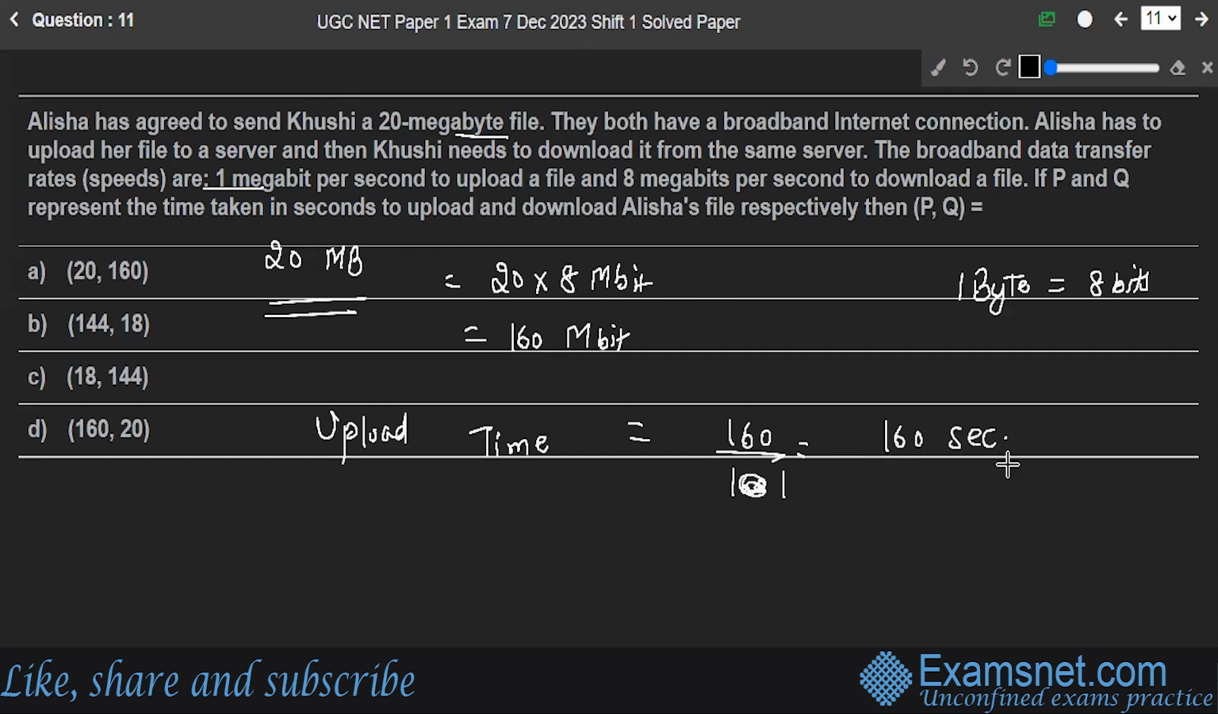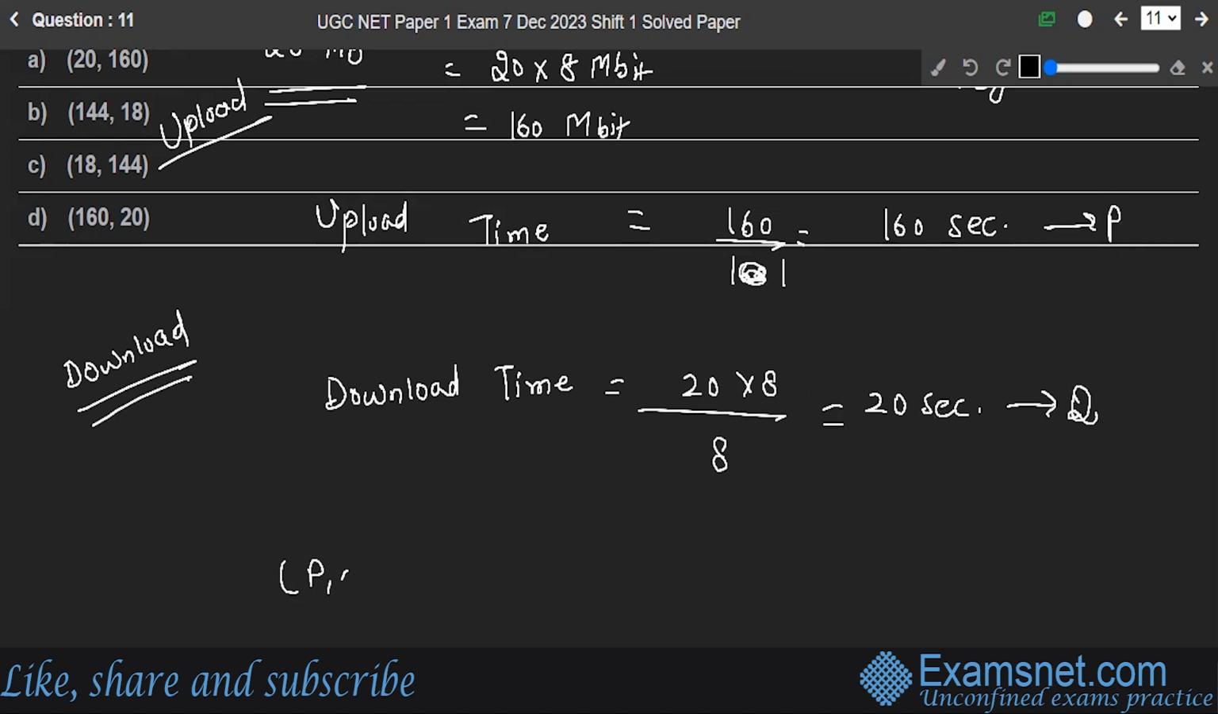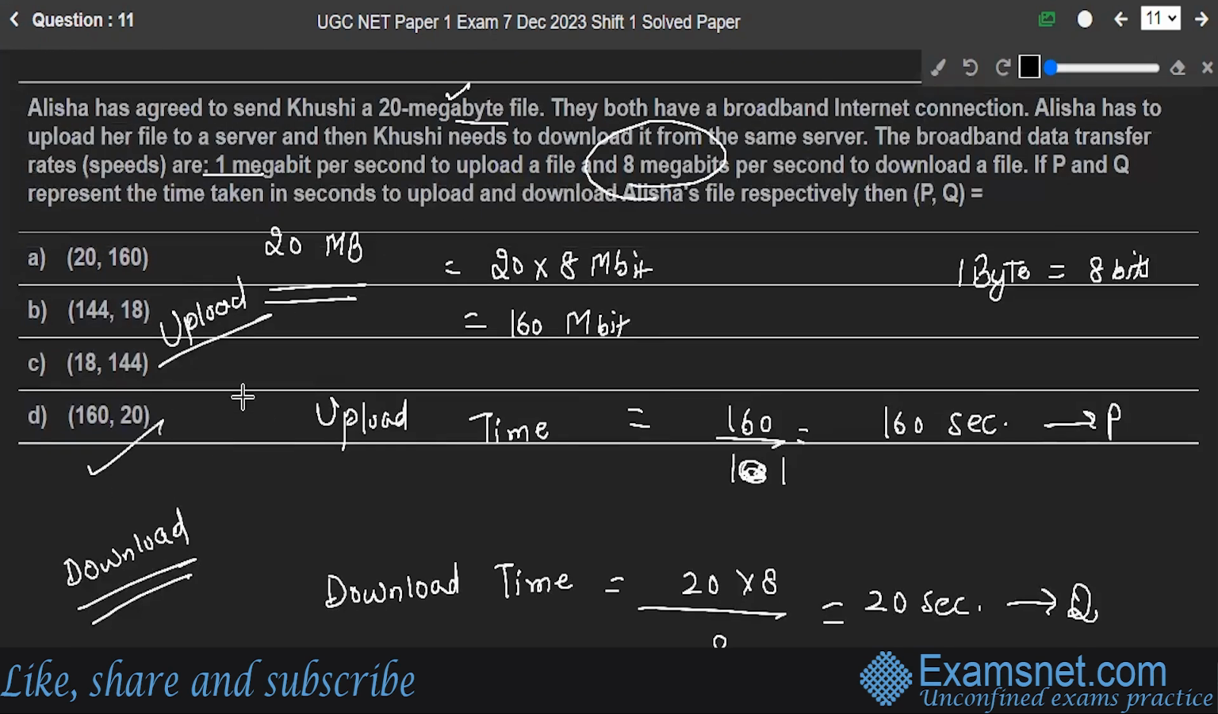Now to download the file, Kushi's computer needs to receive 20 megabytes of the data from the server, and here the download speed was 8 megabits per second. So download time will again be given by 20 megabytes into 8 upon 8, which is the speed, and this will be equal to 20 seconds. Therefore, this represents your P and this represents your Q. P comma Q is 160 comma 20. So this is the answer to the question, 160 comma 20. You have the option as the right answer. Hope you got that. Let's move to the next question.